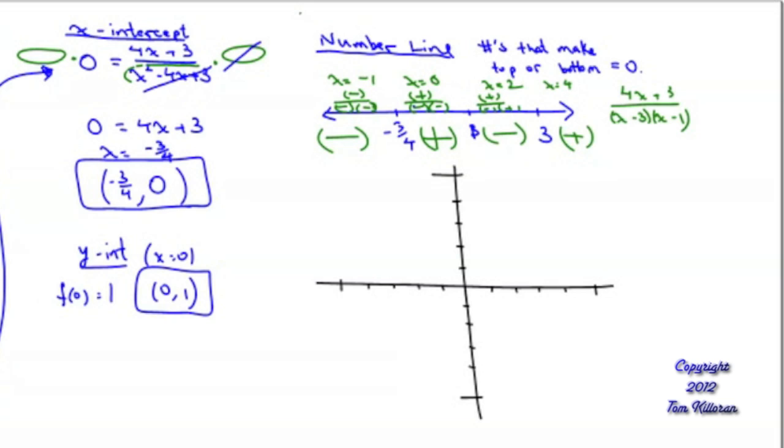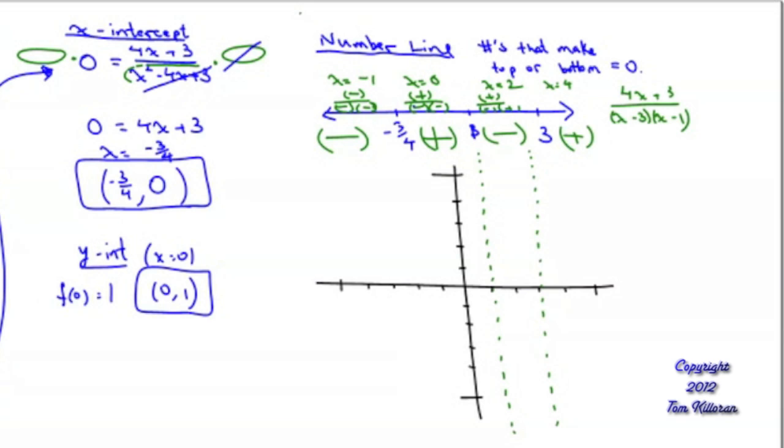All right, information that we want to put into this graph. Well, it's got vertical asymptotes at x equals 3, so we get this vertical line at x equals 3. We also get one at x equals 1. That's not fun. Yeah, that's all right.